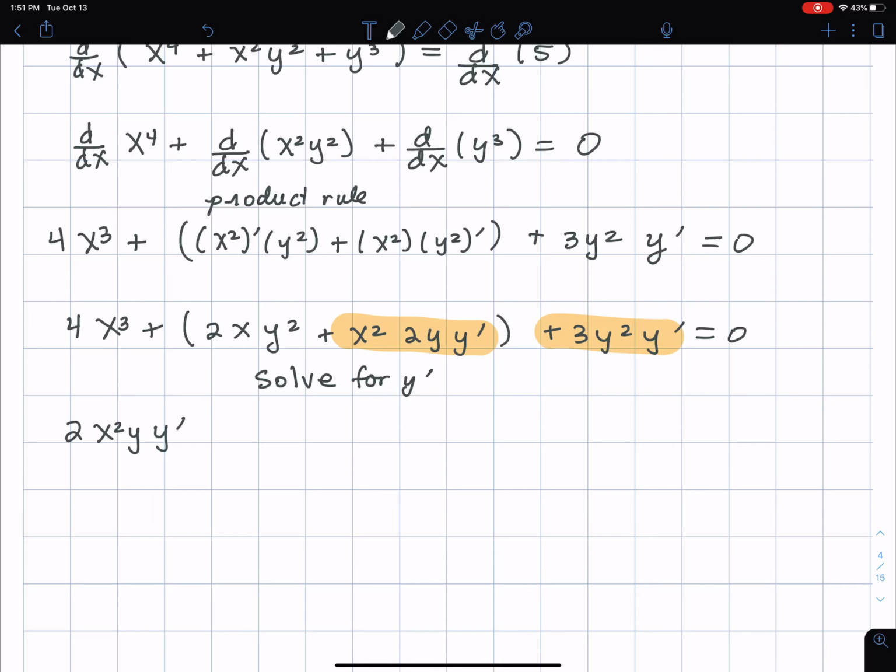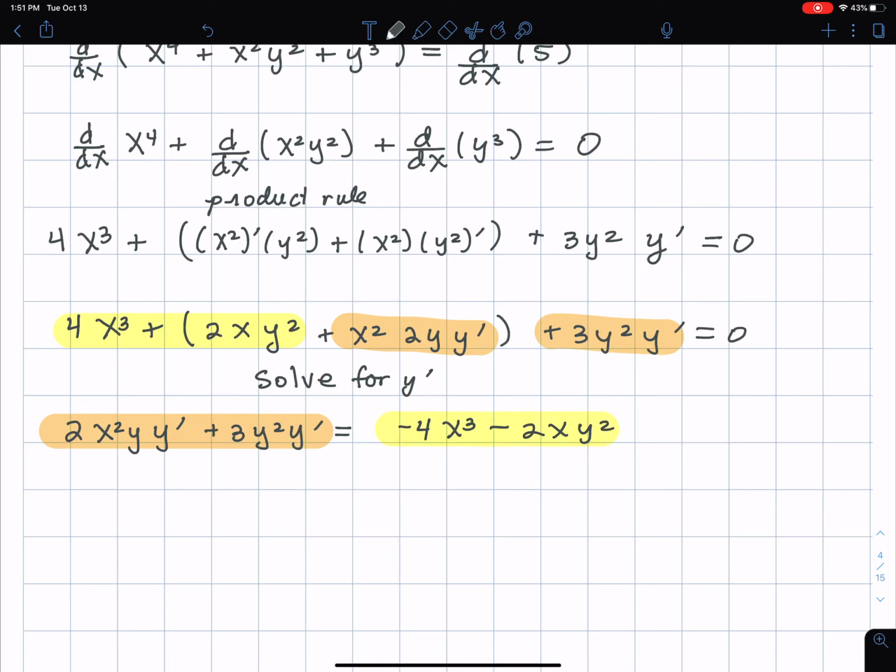And it's really a good idea to pay attention, which unfortunately sometimes I don't do, and make sure I'm copying things down properly. That's always a good thing, to look over it one more time. All the other things I move to the other side. Those are the pieces that don't have y prime, and I move those to the right-hand side.